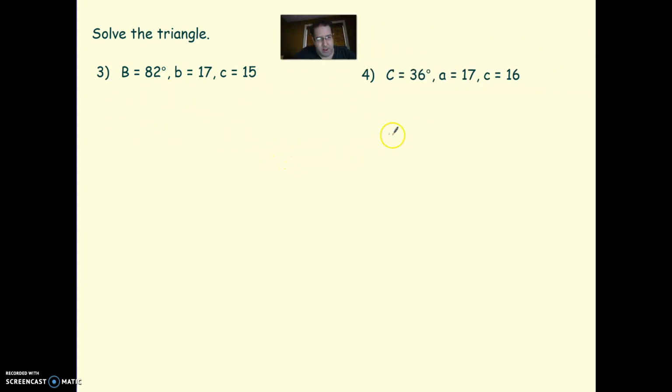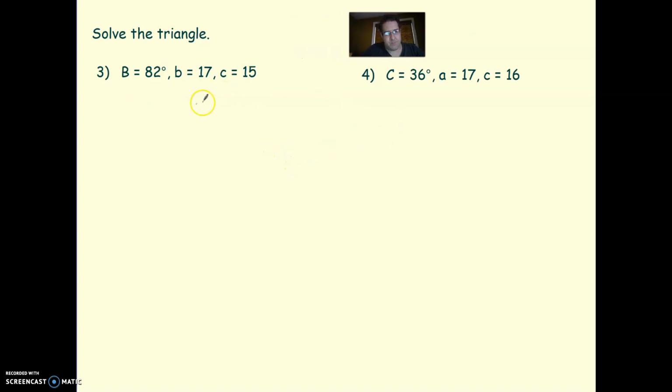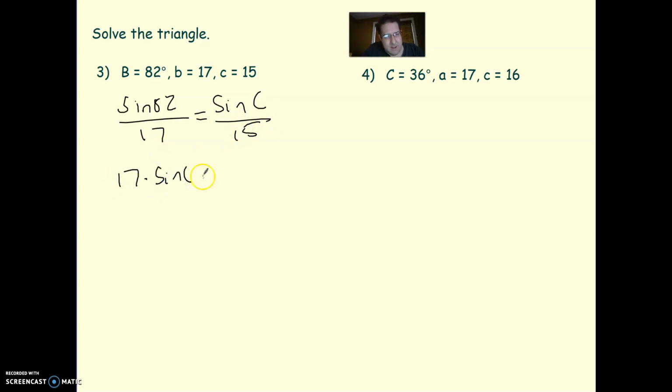So I think with my 2 to 3 minutes that I have left, I only have time for this one. The first thing I'm going to need to do is find angle C, because I have all the information I need for sine of 82 over 17 equals sine of C over 15. So cross multiply, and that's going to give me 17 times sine of C equals 15 times sine of 82. Divide both sides by 17, so that gives me sine of C equals this over 17, and then I would have to do inverse sine of that. So I'm going to do that first.